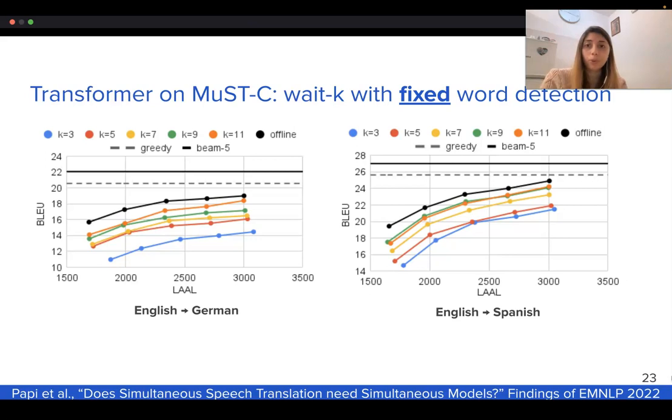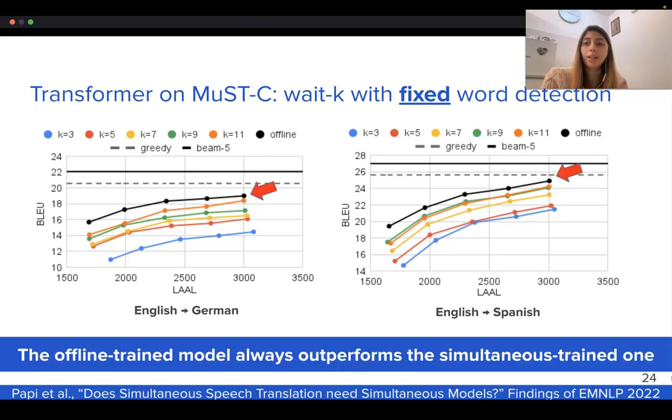prediction of the model. Each curve of this graph is a model trained using a different key train. For example, the curve in blue is the system trained in simultaneous with key train equals to 3. The red one is with key train equals to 5 and so on, and the black one is the offline model using simultaneous. Each point of the curve is represented by a key test.